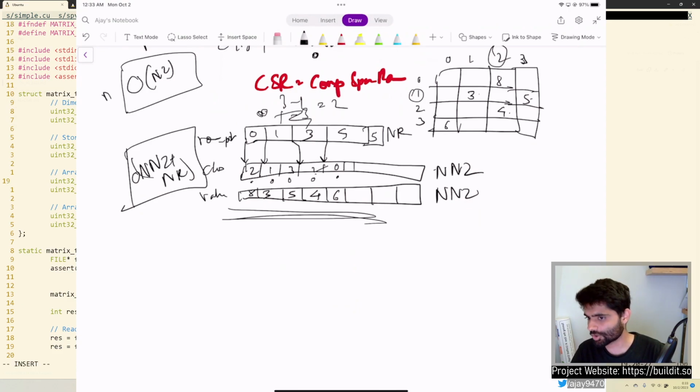The number of H columns and D columns will be the number of non-zeros, so this will be NNZ. And the values will also be NNZ because that's the number of non-zeros we are storing.